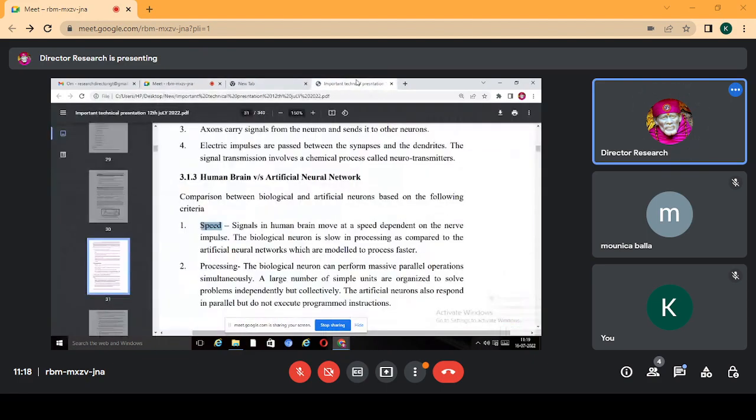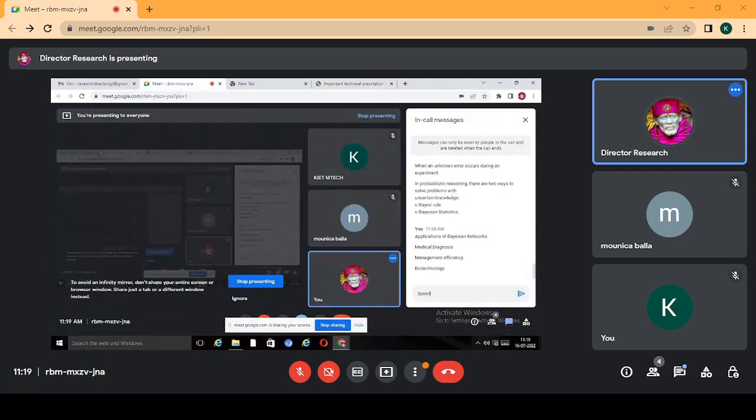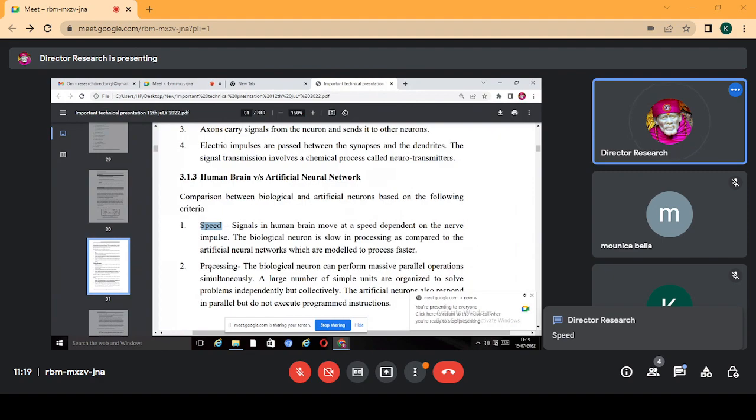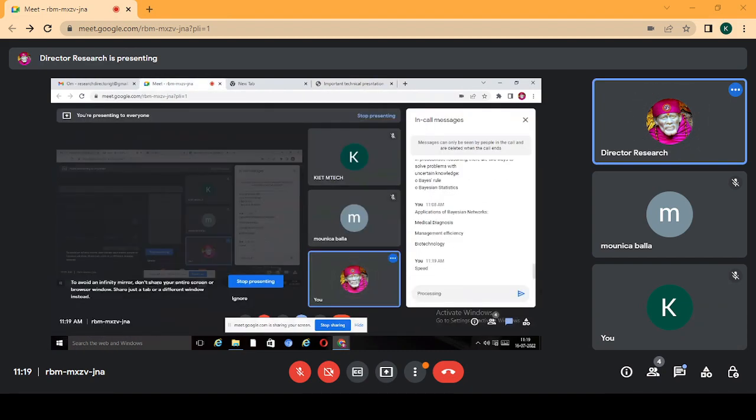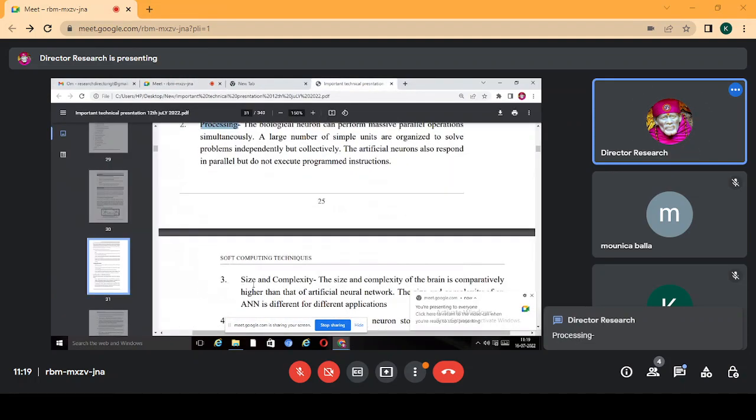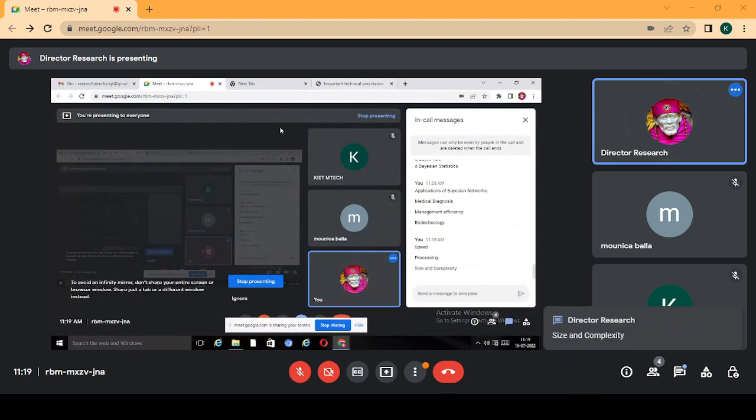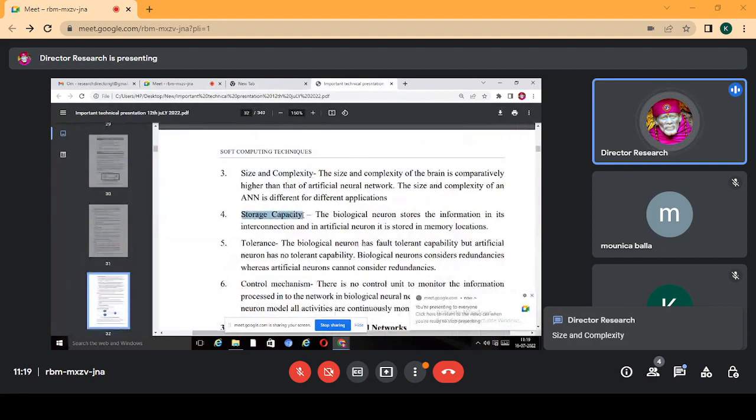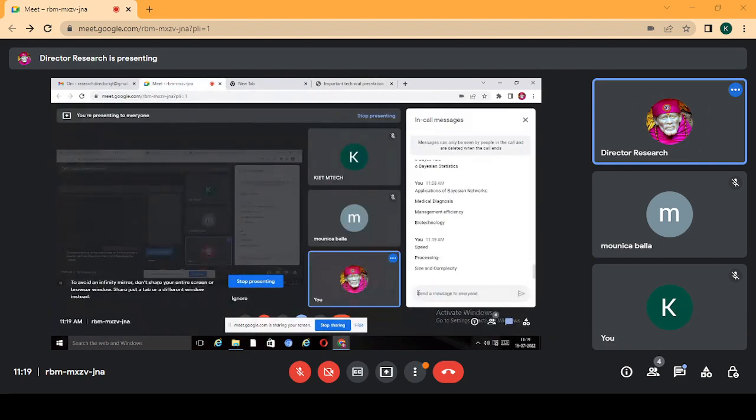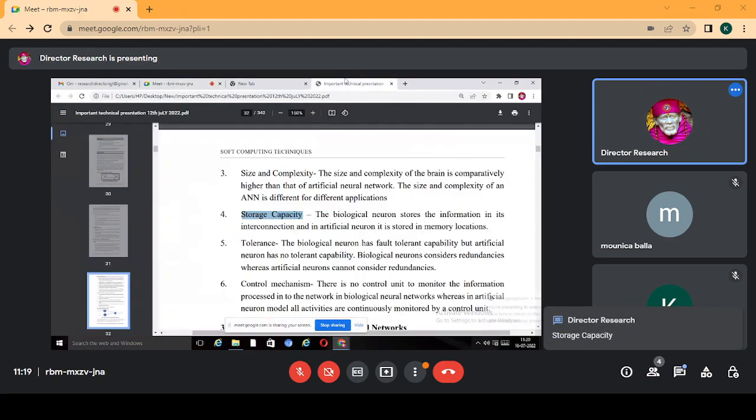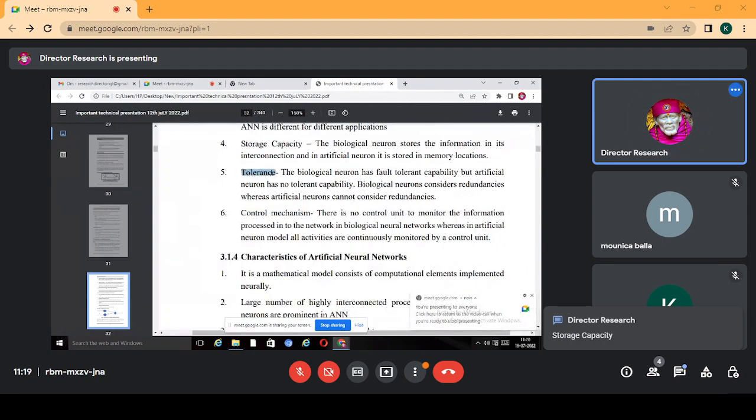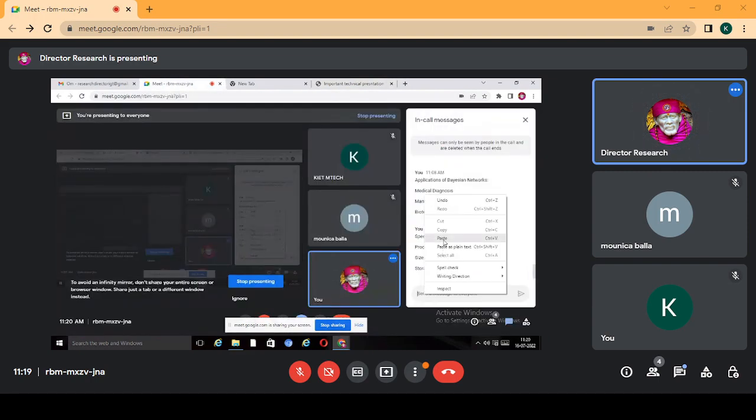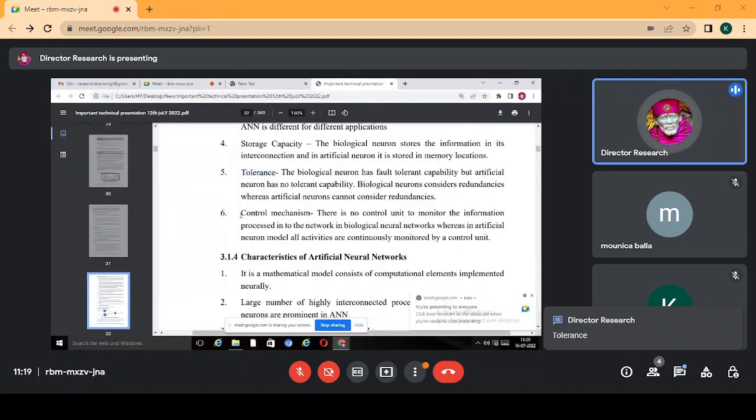Speed. The comparison parameters here are speed, processing, size and complexity, storage and capacity, tolerance, control mechanism.